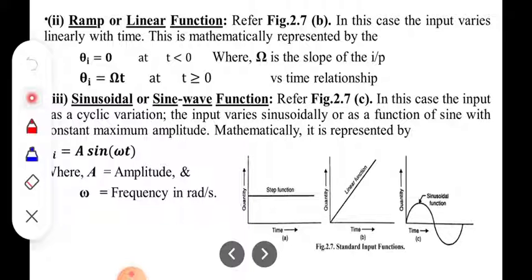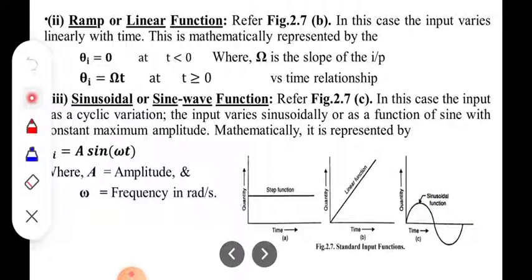Okay, the next graph is proportionality. Time is proportional to the quantity, which is again a linear function but having some proportionality between time and quantity. And the third one is the sinusoidal or sine wave function. Here we can observe the sinusoidal or sine wave function.